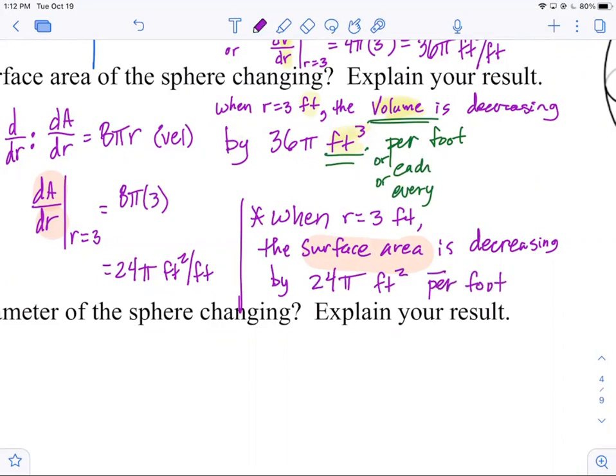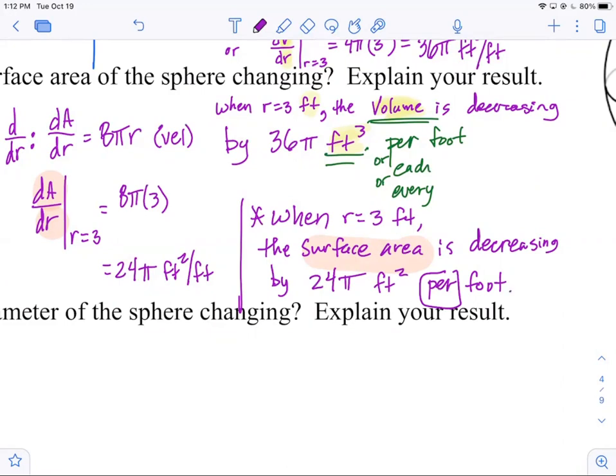If you want to get in the habit of changing that last per to some other word, like each foot or every foot, or later on every second or every mile or every gallon, that might help you when you're writing your sentence, because everything else that comes before that should be in unit form.